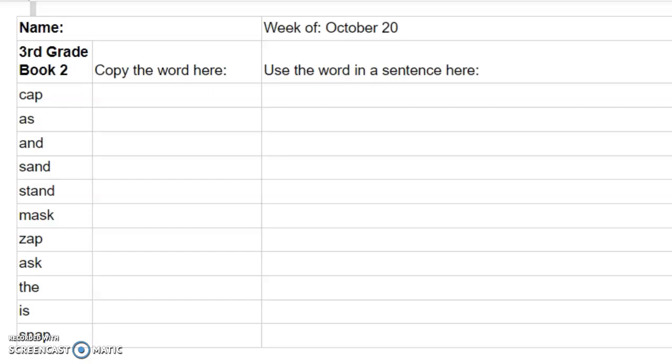I'm going to read you all of the words. Cap, as, and, sand, stand, mask, zap, ask. This is a tricky word. The word is the, is, and snap. So you're going to copy the word here, make sure it's spelled correctly, and then you're going to write sentences here. Again, you can print this or write on a separate piece of paper.